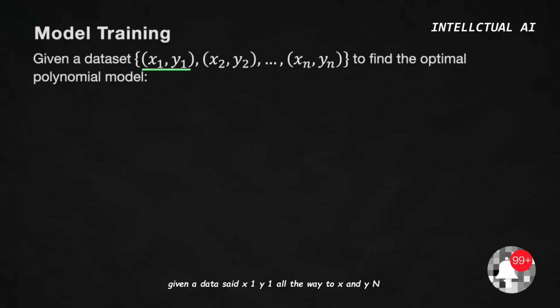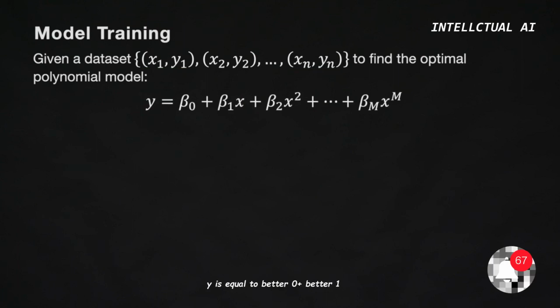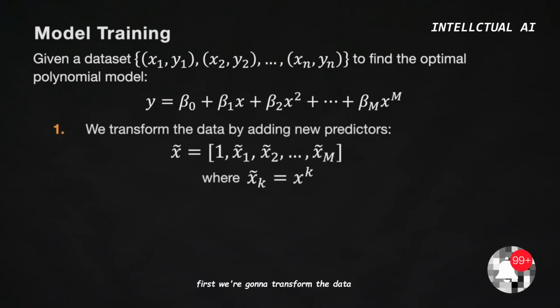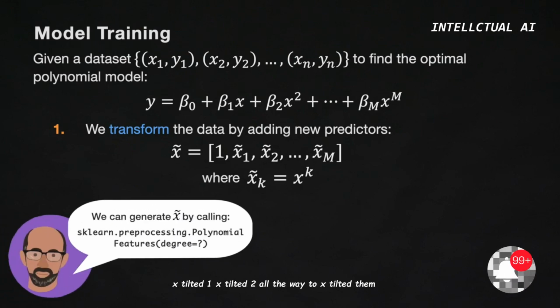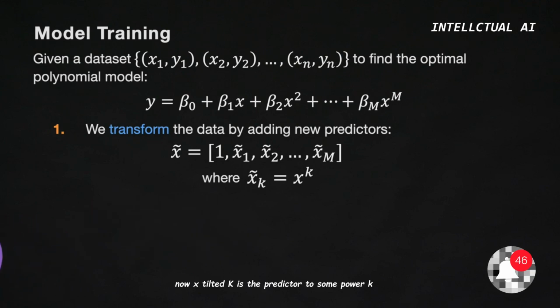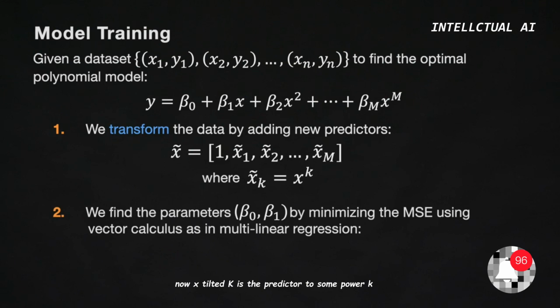Let's go step by step. Given a data set x1, y1, all the way to xn, yn, we write down the equations. y is equal to beta 0 plus beta 1 x, all the way to beta m x to the m. First, we're going to transform the data by adding new predictors. So my x tilde, the new predictor, will be 1, x tilde 1, x tilde 2, all the way to x tilde m. Now x tilde k is the predictor to some power k.